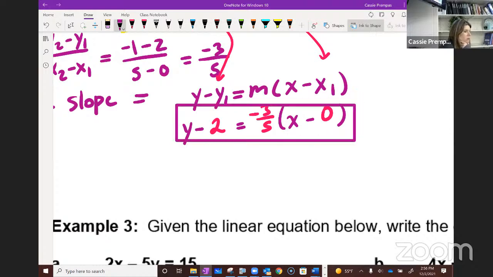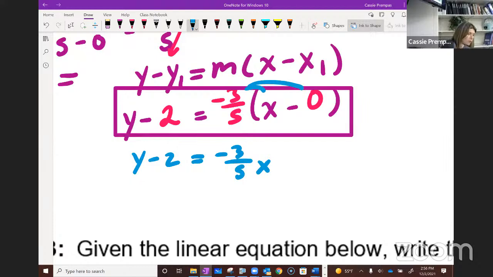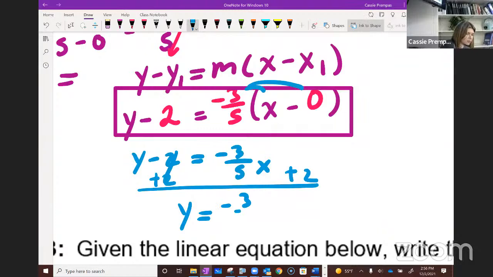What would I do next? Which variable should I get alone? Y, good. So I'll distribute the -3/5. And that would give me y minus 2 is equal to -3/5 x. Do I have to distribute it to the 0? No, because 0 times anything is just 0. And then how do I finally get y by itself? Add 2. So I would move that over. And that would give me y is equal to -3/5 x plus 2.